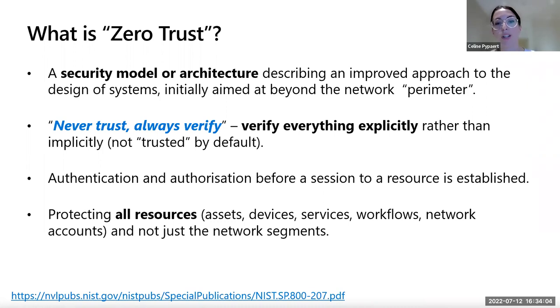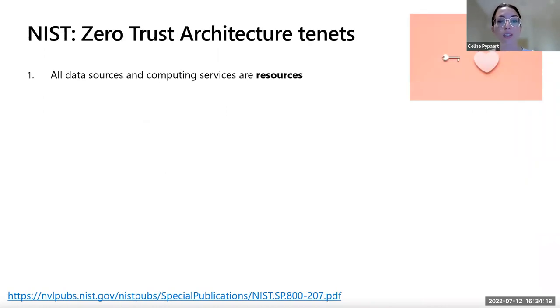It's also about authenticating and authorizing before a session to a resource is established. And then it's also looking beyond the network segments and looking at all the resources, so protecting assets, devices, services, workflows, and network accounts. And something really interesting is that NIST in the US has come up with zero trust architecture tenets, so kind of like commandments. This is just a brief summary, but you can read a lot more in the link below. And interestingly enough, NIST SP 800-207 was cited in the executive order from the US president last year, where they mandated that zero trust architecture be implemented, and that it should be considered in OT as well as IT. So kind of an interesting piece right there.